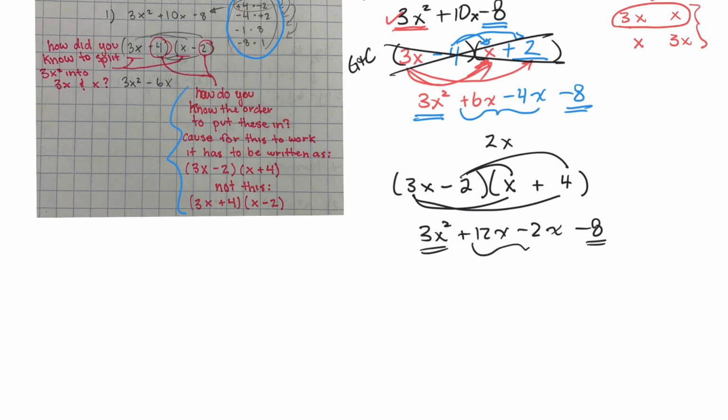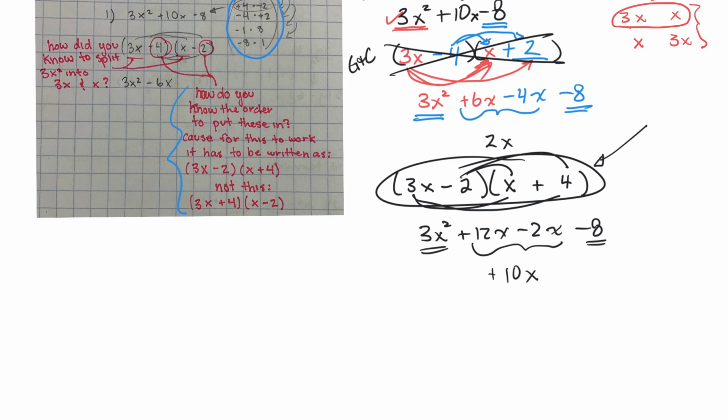But it's this middle one that I'm looking for. 12 minus 2 gives me a positive 10x. If I look above, that's what I should get. Therefore, I guessed correctly. It took me 2 guesses, but I got that one correct.